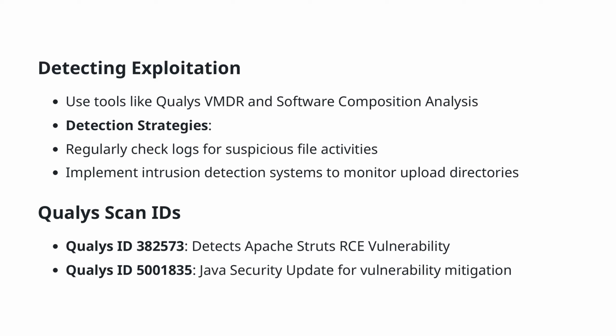Qualys provides specific scan IDs that are instrumental in this detection process. For instance, Qualys ID 382573 is specifically designed to detect Apache Struts RCE vulnerability, whereas Qualys ID 501835 addresses Java security update related to vulnerability mitigation. These tools and methods, when applied correctly, can significantly enhance your ability to detect and respond to exploitation attempts effectively.